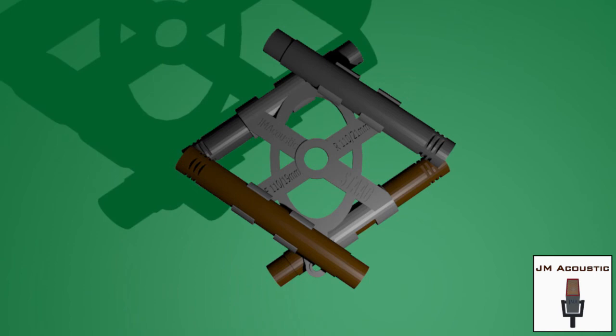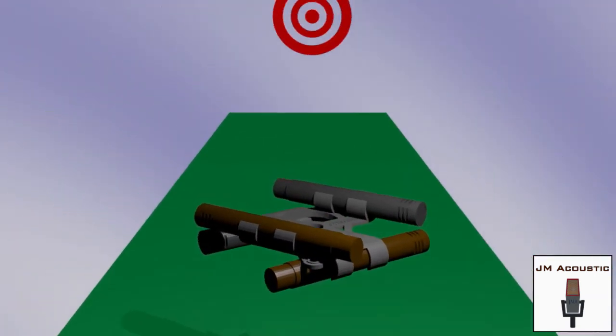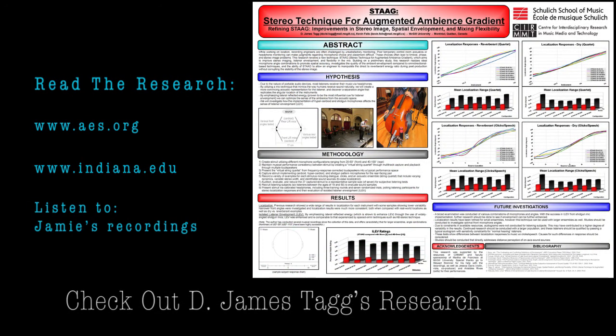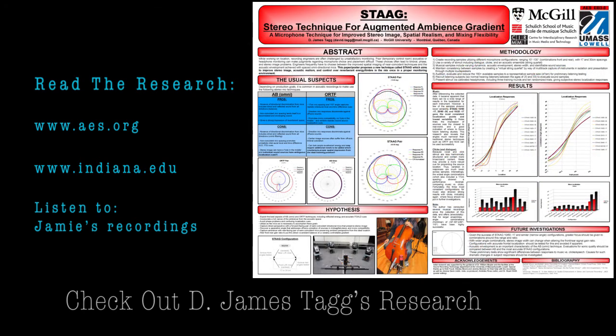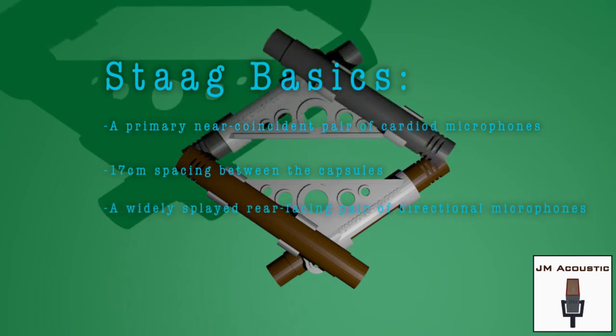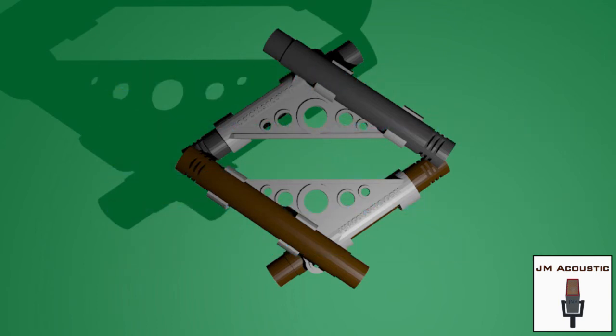A lot of research has been done using different splay angles and microphone types. If you really want to explore the theory behind Staag, please check out Jamie Tagg's papers on the subject. I will submit that while any number of variations may be implemented, the main concept includes the following criteria: a near coincident pair of cardioid microphones focused on the main sound source, a distance of about 17 centimeters between the capsules, and a widely splayed rear-facing near-coincident pair of directional microphones placed with the capsules as close as possible to the front pair. There you have it. It's really just 2 stereo pairs lined up.